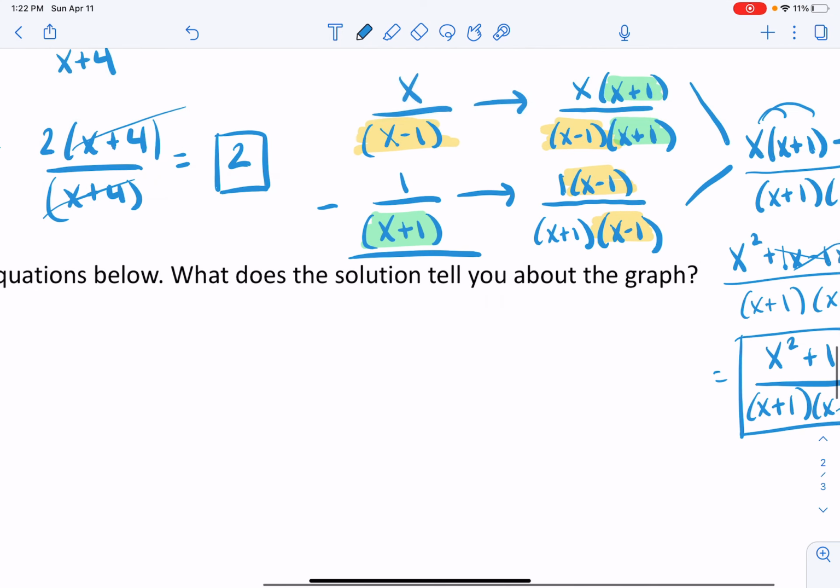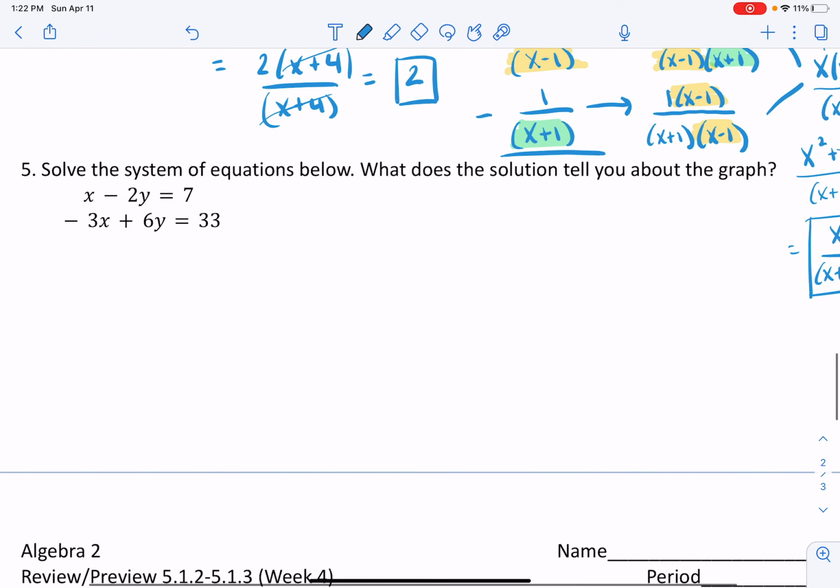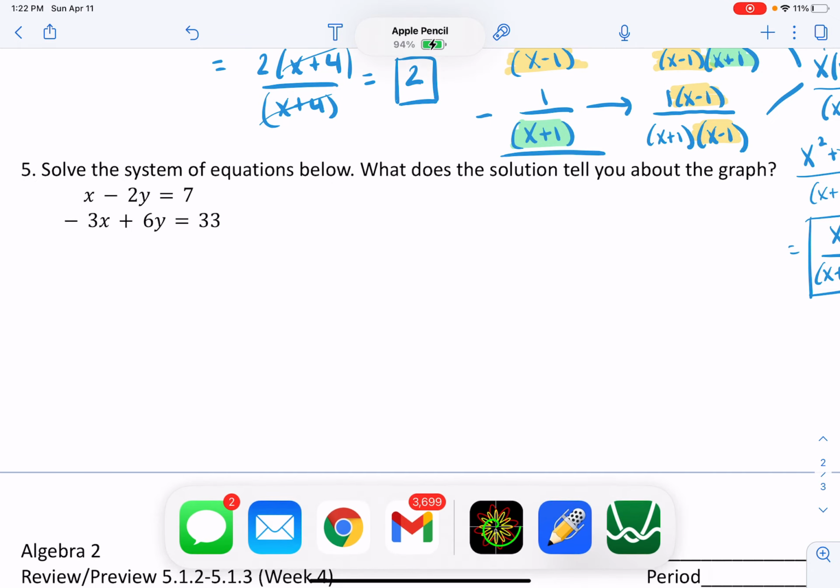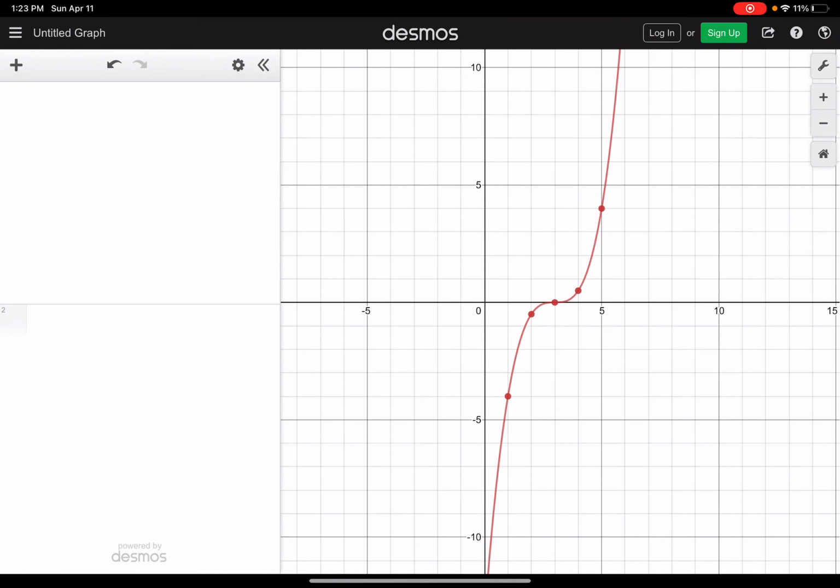Okay, here, solve the system of equations below. What is the solution? Ella, hold on. Sorry, you guys, I've got a new puppy here. Solve the system of equations below. What does the solution tell you about the graph? So I'm going to go ahead and just put these into Desmos. Ella, come here, baby.